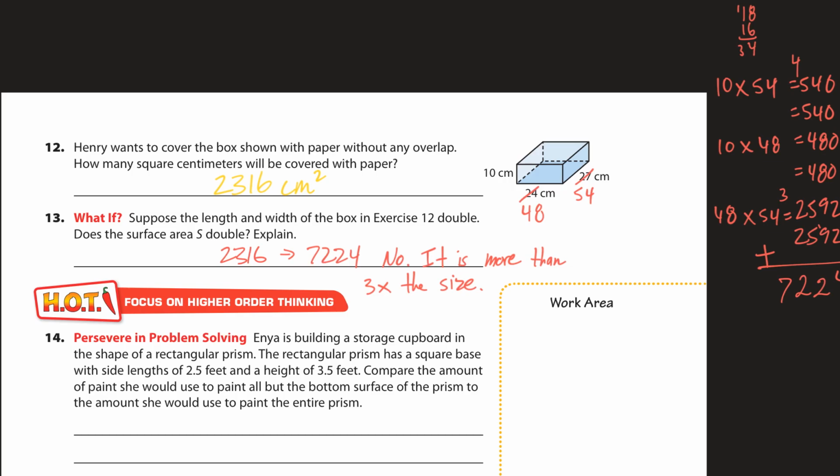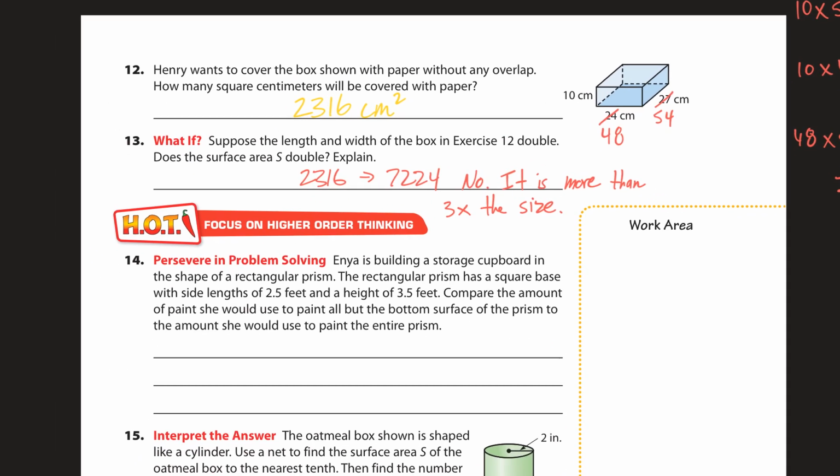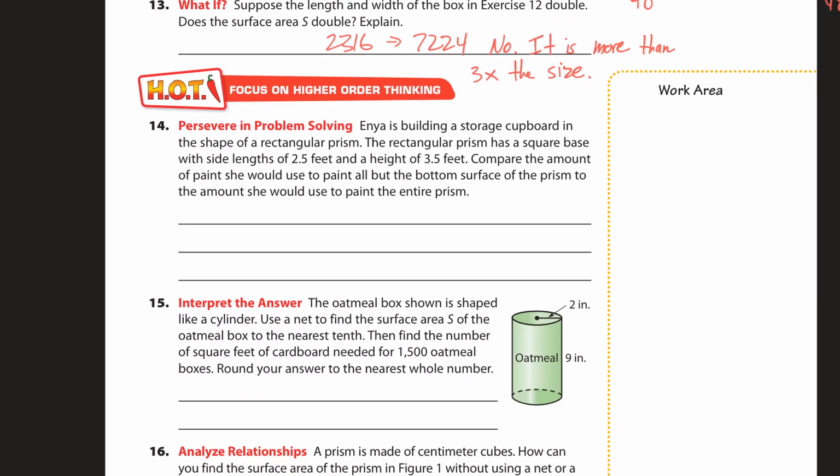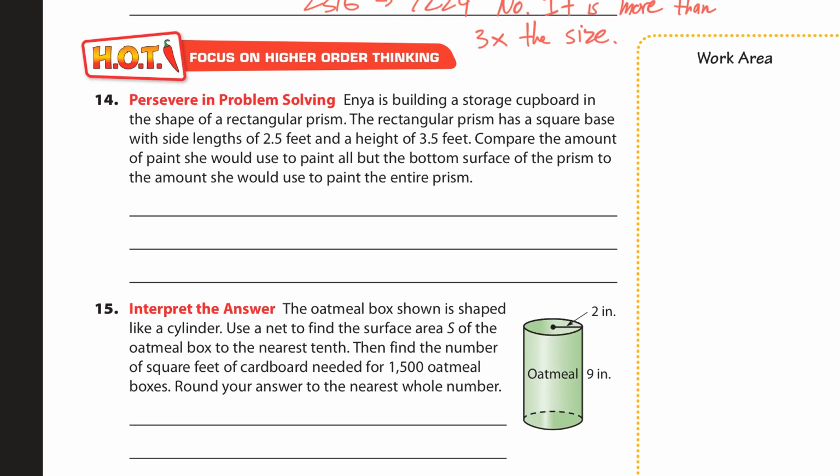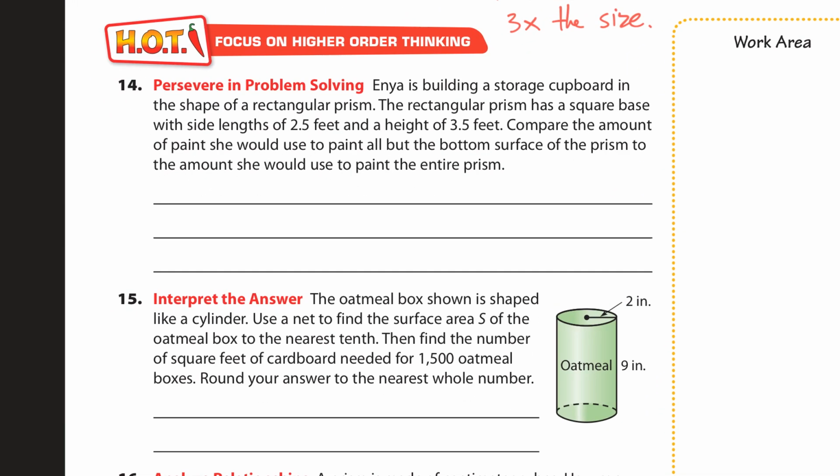Okay, let's move on. Let's see. Enya is building a storage cupboard in the shape of a rectangular prism. The rectangular prism has a square base with side lengths of 2.5 feet, a height of 3.5 feet. Compare the amount of paint she would use to paint all but the bottom surface of the prism to the amount she would use to paint the entire prism.